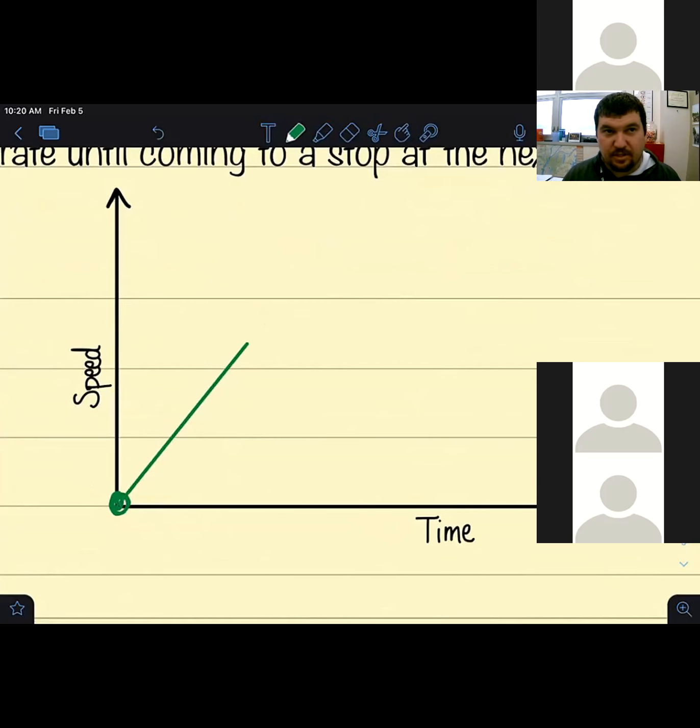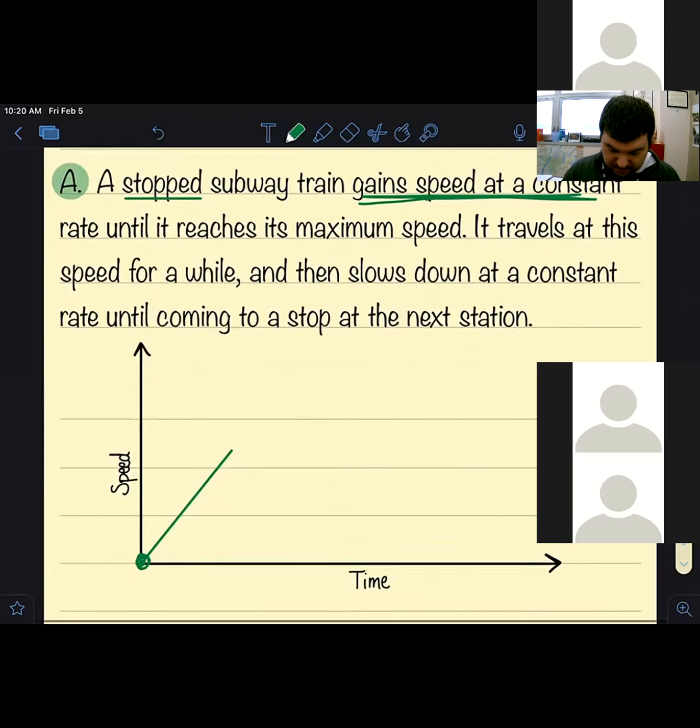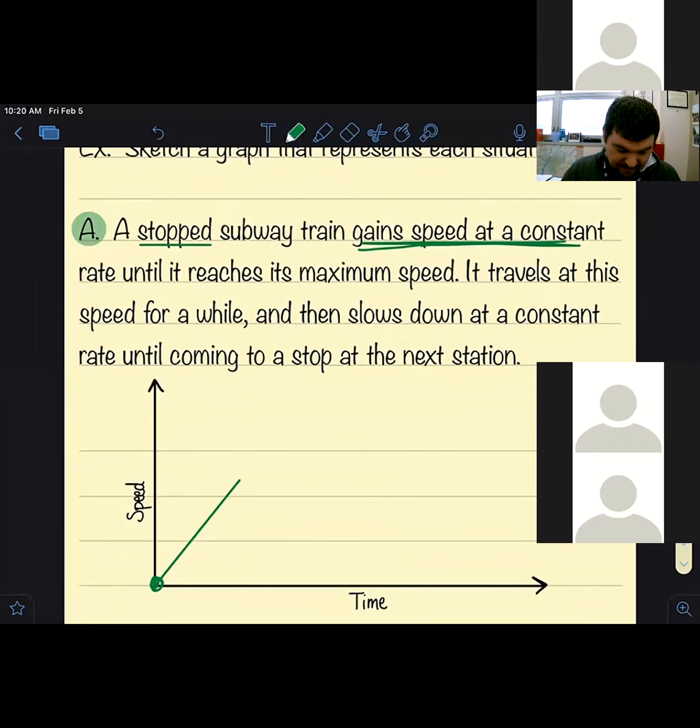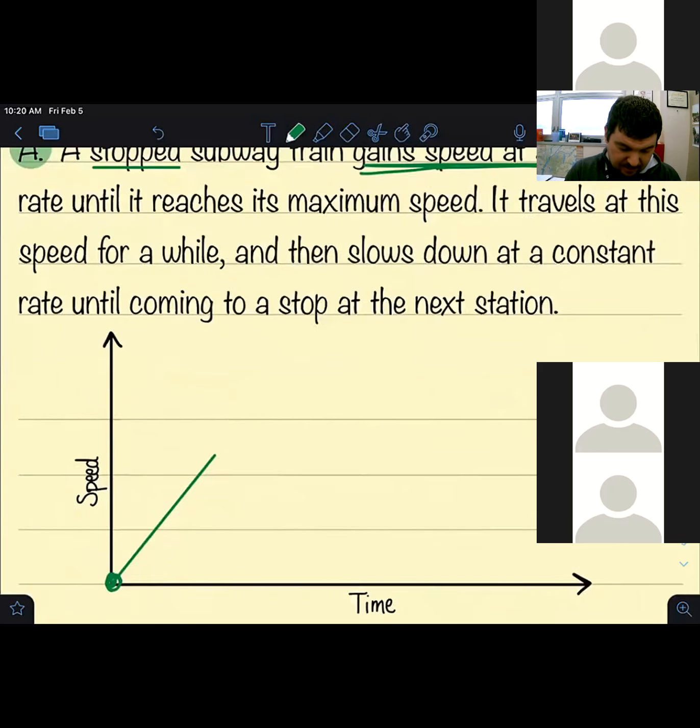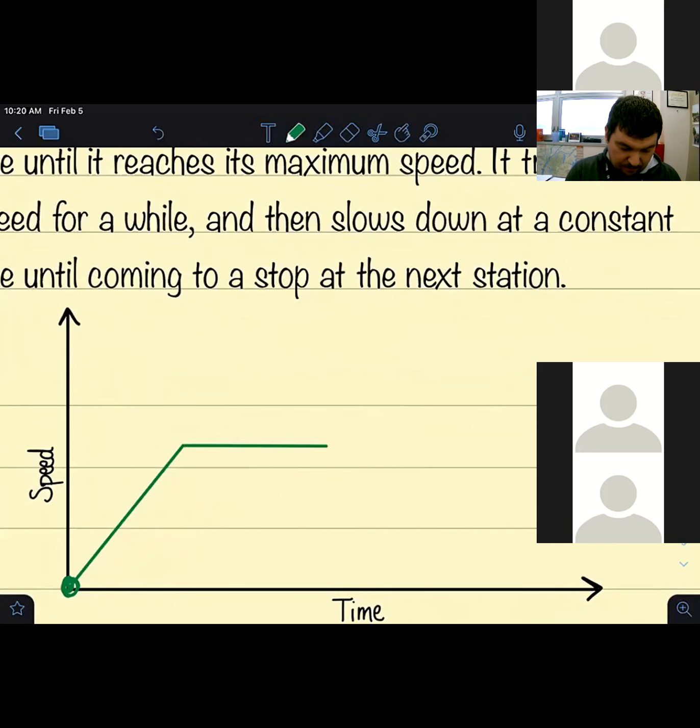Again, this is a sketch. This is not exact, right? I'm just drawing that it's gaining speed. There's not even any numbers over here because it doesn't tell us what speed the subway car gets to. It says it does reach its maximum speed and then it travels at this speed for a while. So once it reaches the maximum speed, it's going to travel at this speed for a while.